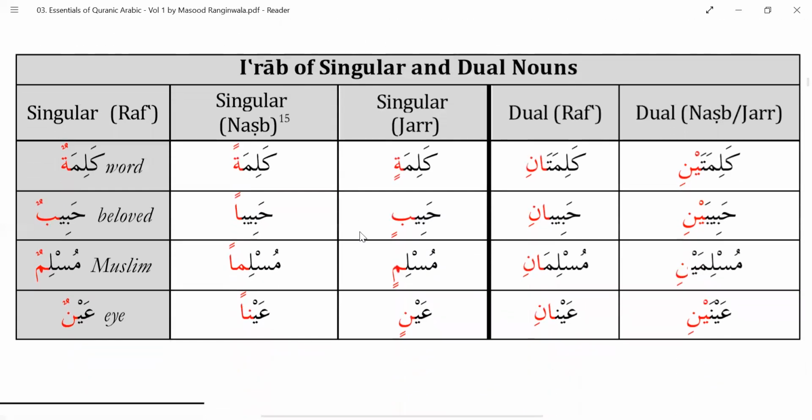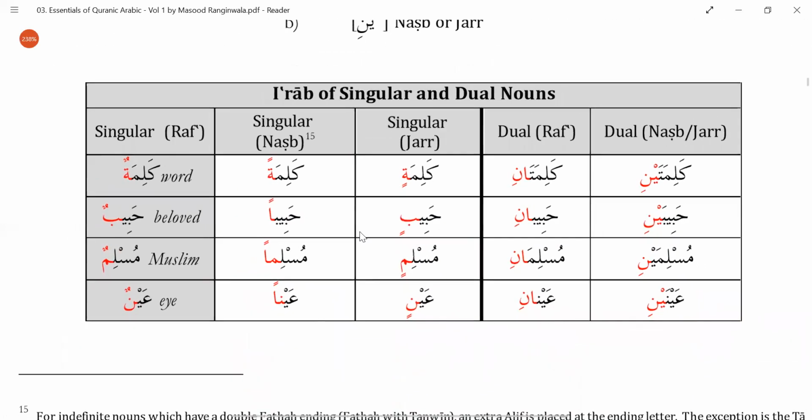Here there are some examples mentioned. For example, if you have the word kalimatun, it is singular. Since it has dhamma, you can say it's Rafa because it is ending in dhamma. If you want to change the same word to nasb, the dhamma will change to a fatha: kalimatan, fatha is nasb. Kasra is jar, so kalimatin is jar.